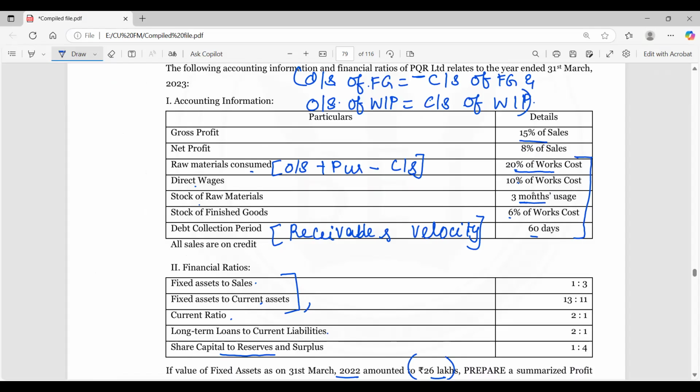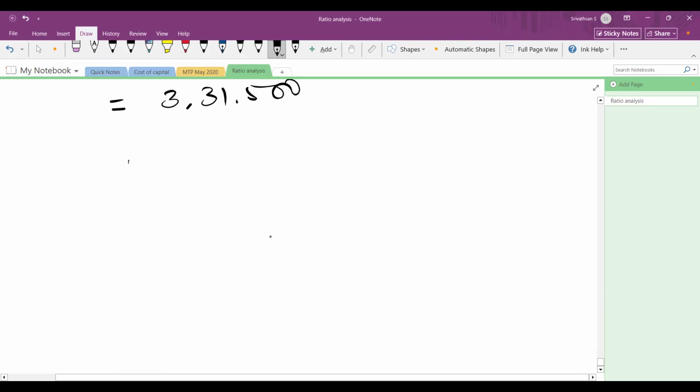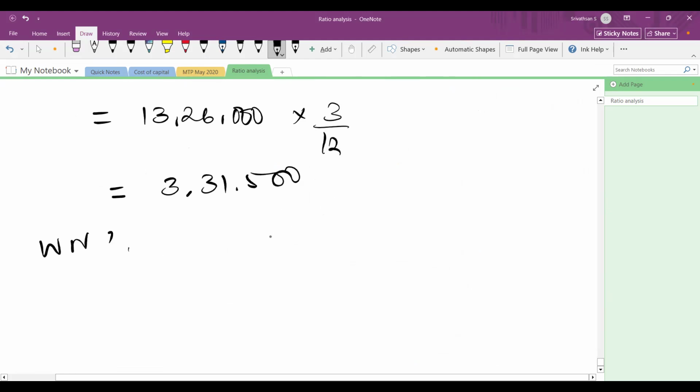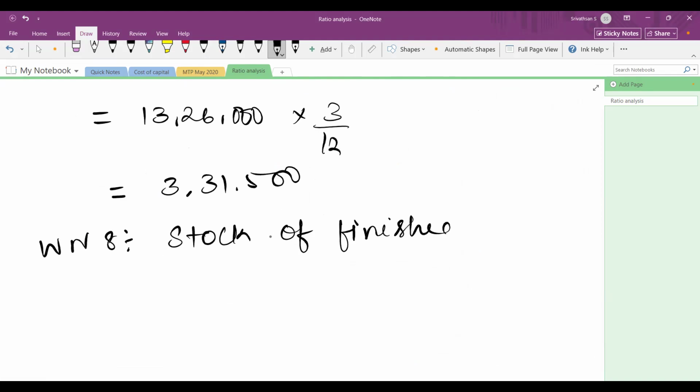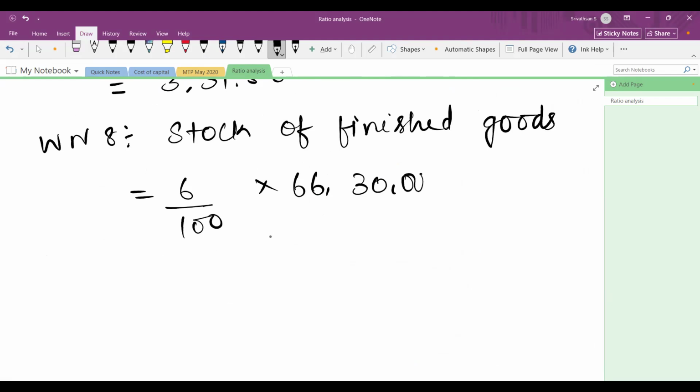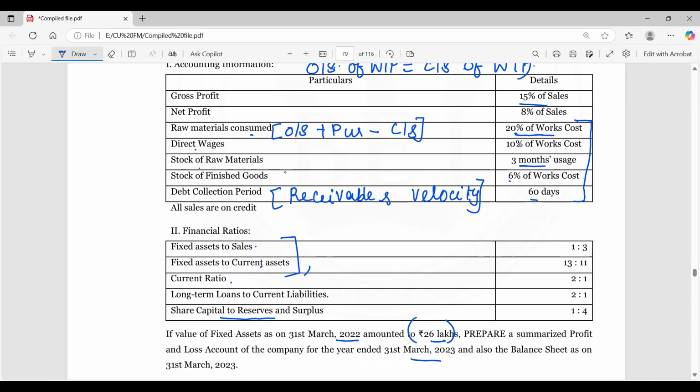Next, what else we have? Stock of finished goods. Working note number 8. Stock of finished goods, which is equal to 6% of works cost. 66,30,000. How much do we get? 3 lakh 97,800. Next, what else is given?